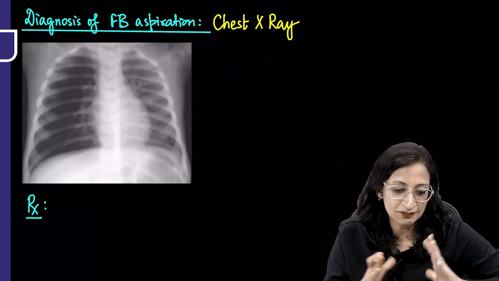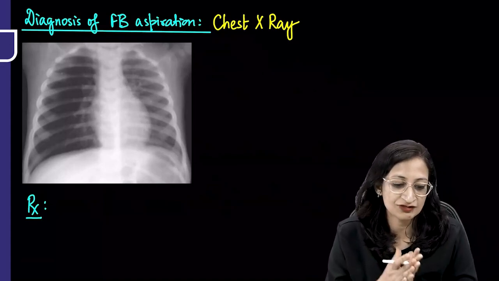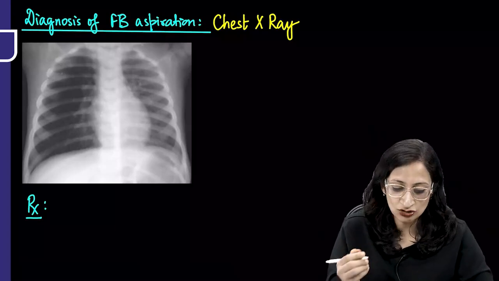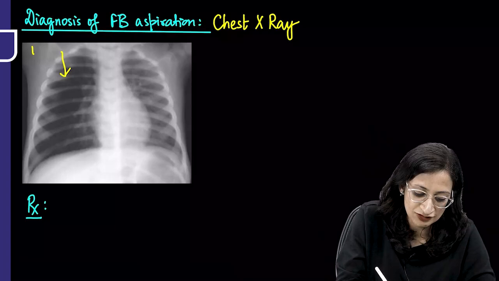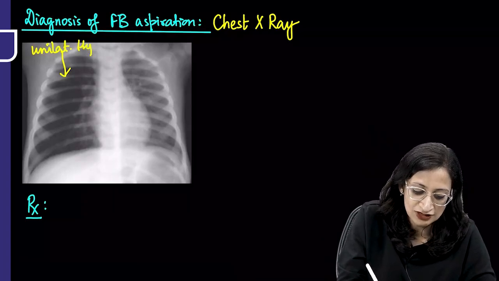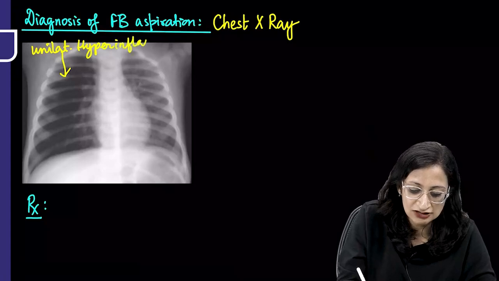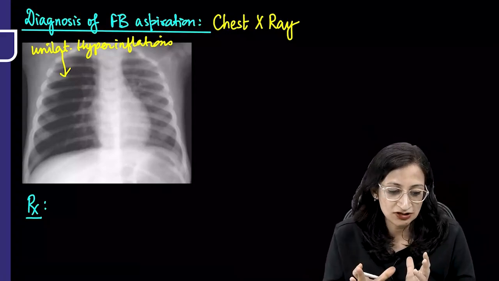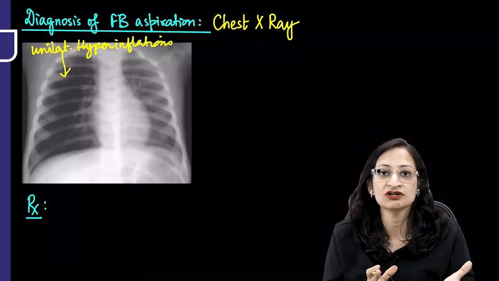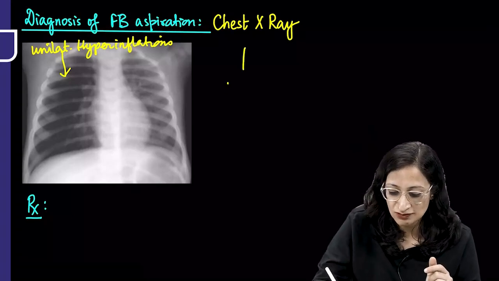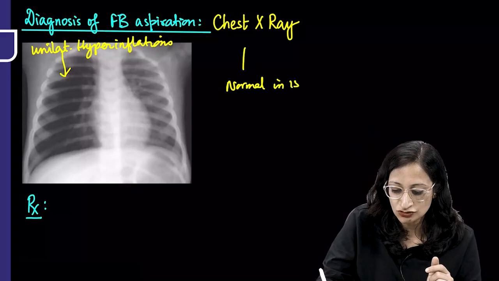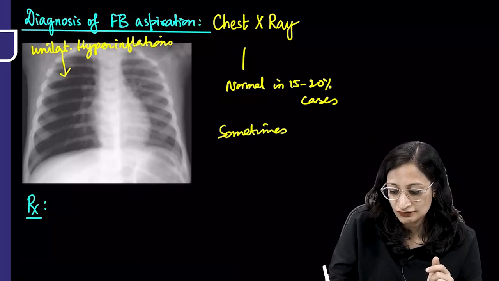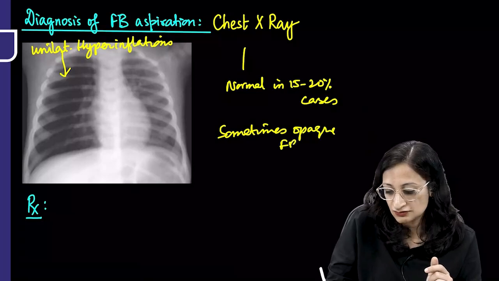The diagnosis is by the typical case scenario: sudden onset choking and violent coughing and a new onset wheezing, with unilateral lung findings in a previously well child. If you do a chest X-ray, you can get unilateral hyperinflation. So, unilateral hyperinflation and unilateral lung findings point towards the diagnosis. The chest X-ray may be normal in 15 to 20% of cases, and sometimes an opaque foreign body is seen.